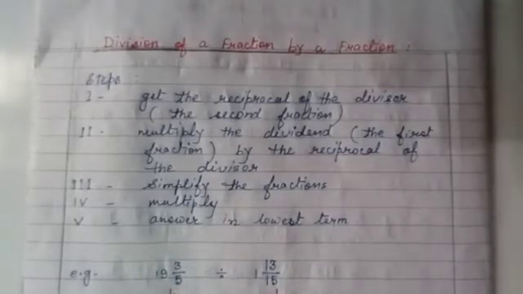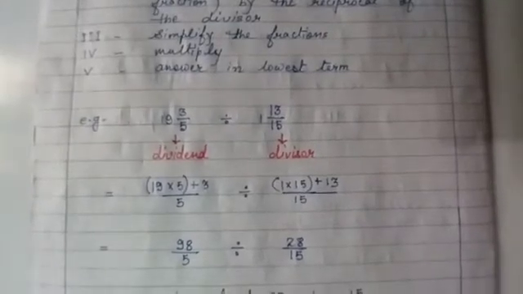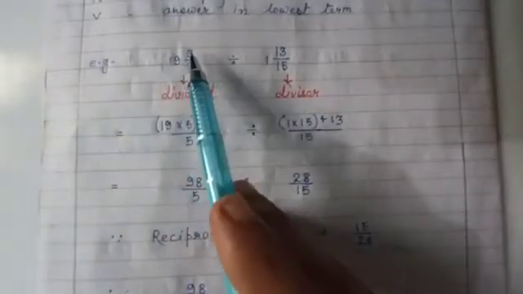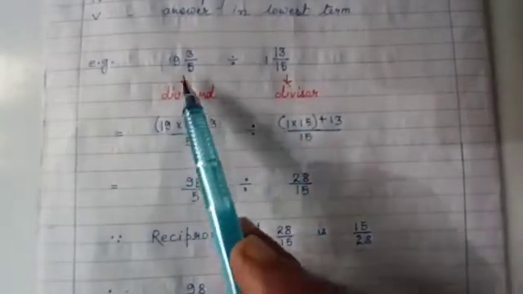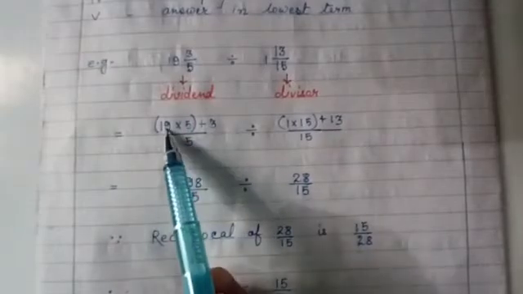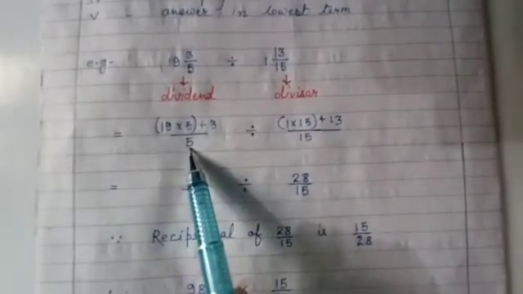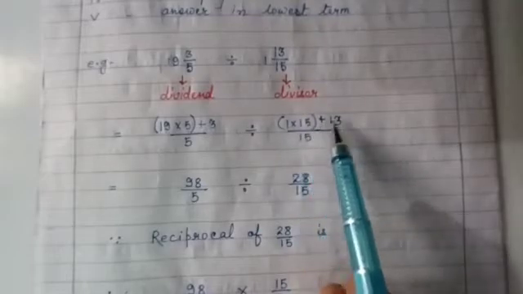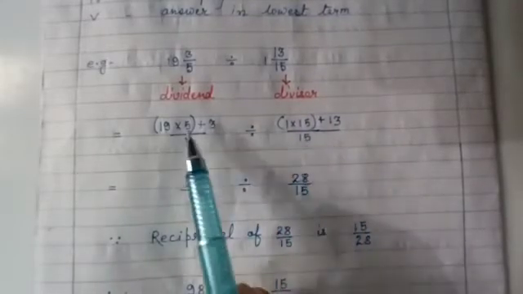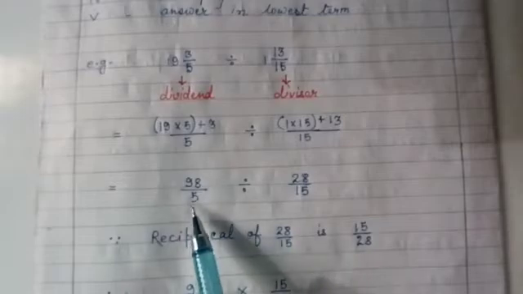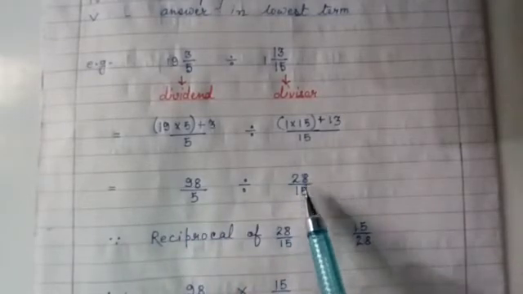Let's see the example. Here it is 19 whole 3 upon 5 divided by 1 whole 13 upon 15. The first fraction is the dividend and the second fraction is the divisor. So 19 whole 3 upon 5 is the dividend, and 1 whole 13 upon 15 is the divisor. Both of them are mixed numbers. We have to convert them into improper fractions. So 19 into 5 plus 3 upon 5 divided by 1 into 15 plus 13 upon 15. After calculation, we get 98 upon 5 divided by 28 upon 15.